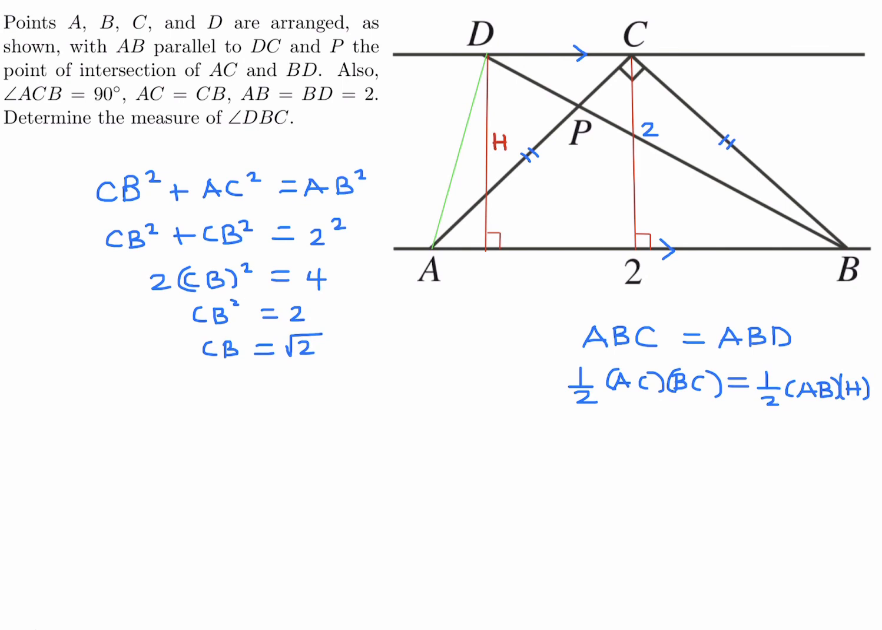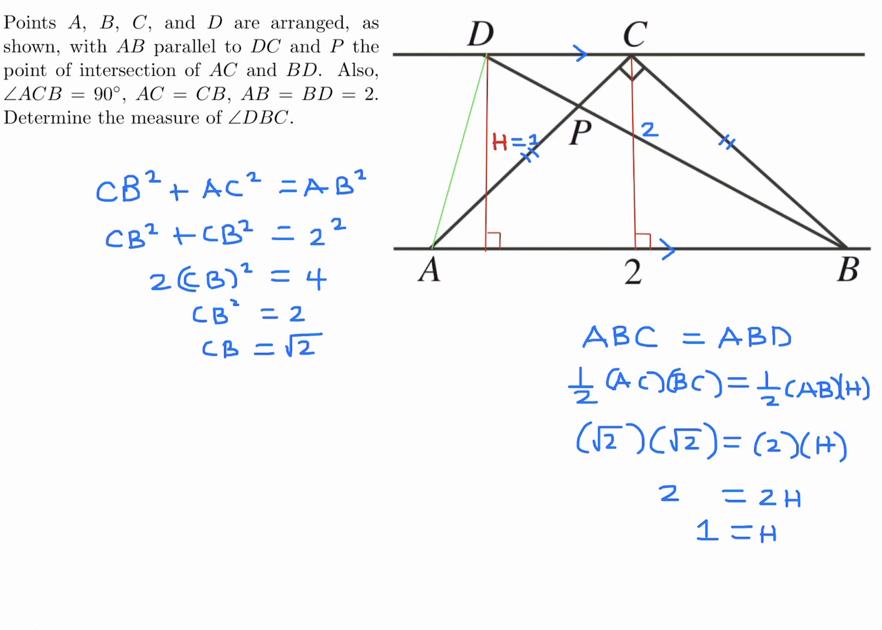All of these we know the numerical value. First and foremost, the halves cancel. AC, I just figured out, was root 2. And then BC is root 2. CB, BC, same thing. And over here, AB is given as 2, and that just leaves me with H. So this allows me to solve for H. This side becomes 2, so 2H, and therefore H is equal to 1. So I'll write that in there: H is equal to 1.